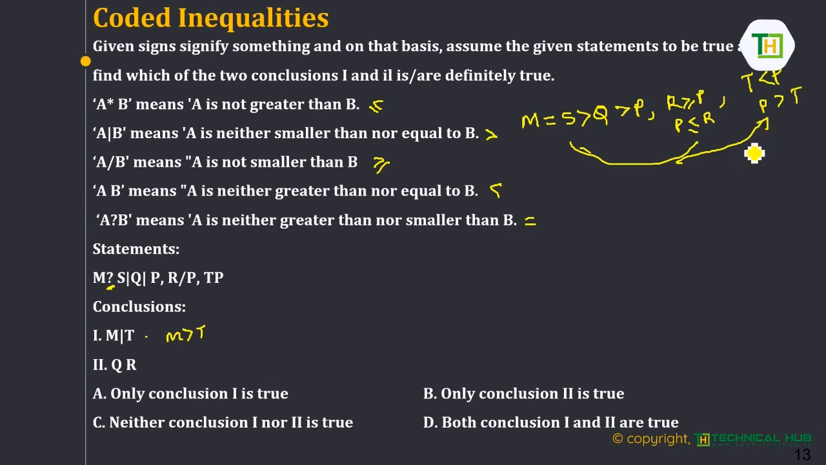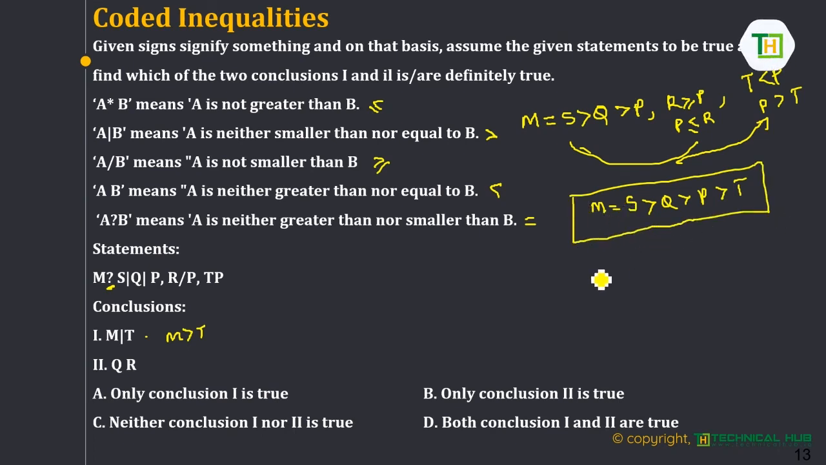Combine 1 and 3. What is the first statement? M is equal to S greater than Q greater than P, and P greater than T. Combining the first and third statements gives a single statement. So M greater than T or not? Check here, all are greater than.